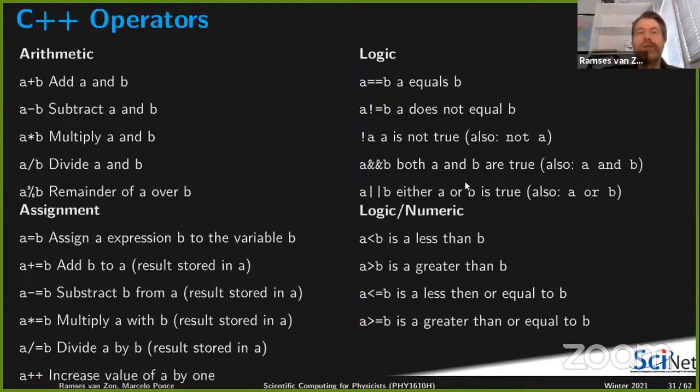bar means or. It's also possible to write in C++ A and B and A or B, or not A for exclamation A. People tend to not do that. I am not entirely sure why. I guess they don't like the fact that there's an alternative. But yeah, that is also possible. And then comparison logic is possible. You can see if things are less or equal than something, or bigger, etc. So there's a lot of operators.